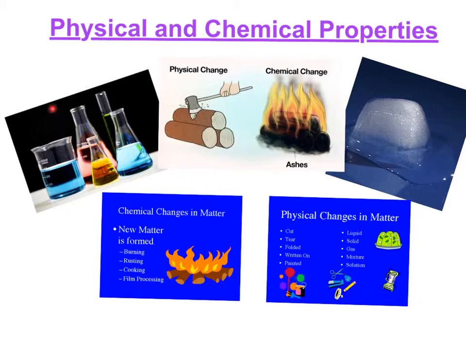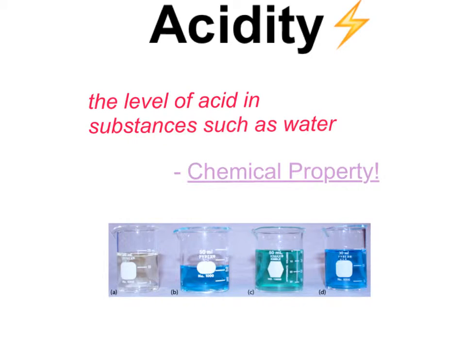physical and chemical. The first vocab term is acidity, and the definition for that is the level of acid in substances such as water, and it is a chemical property. And here is an example of acidity.